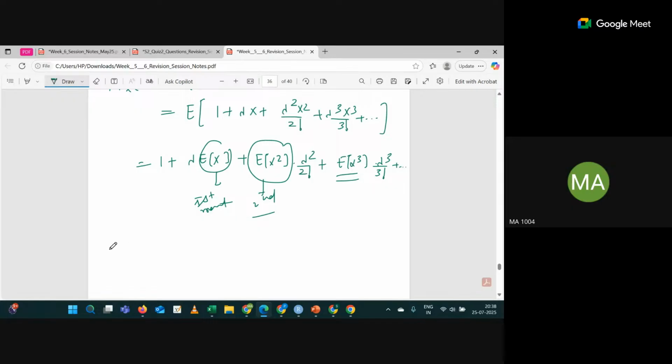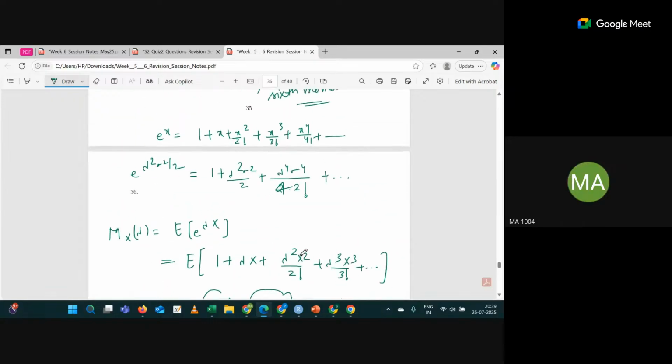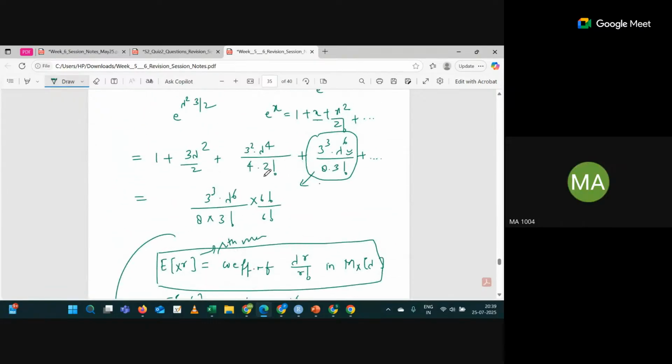So what is the general thing? Basically the rth moment, which is the expected value of x raised to the power r, how will you calculate it? This is nothing but the coefficient of lambda raised to the power r multiplied by r factorial. That's all. Clear? Sir, means I have to go from the first term to the sixth term. But here, if you see, after the second term only, you will get lambda raised to the power 6. That means you have to adjust for that, right? Okay, clear? All right.